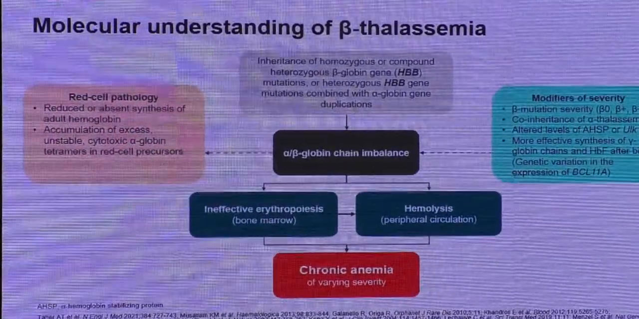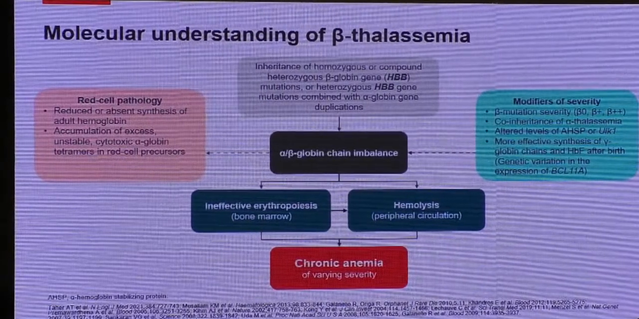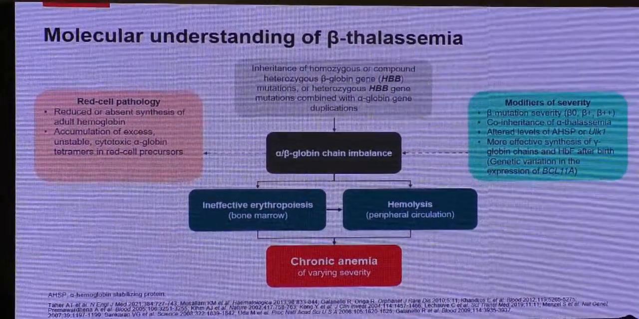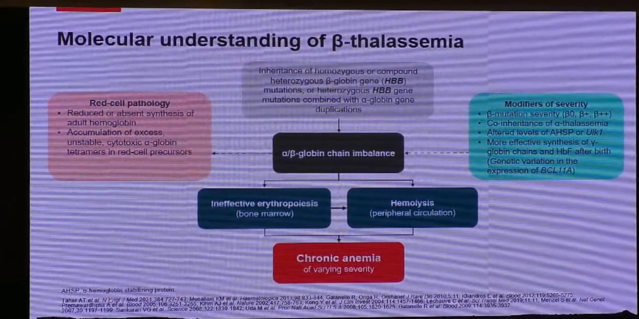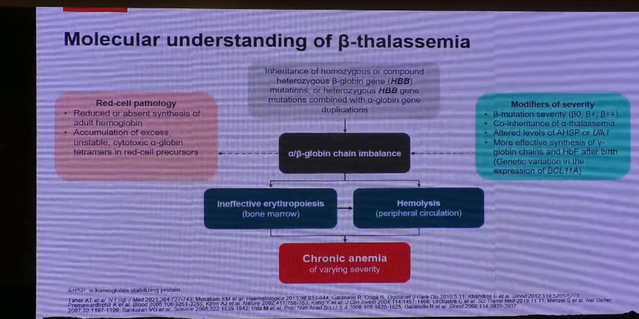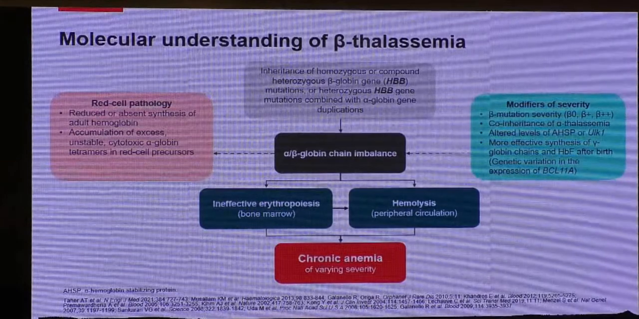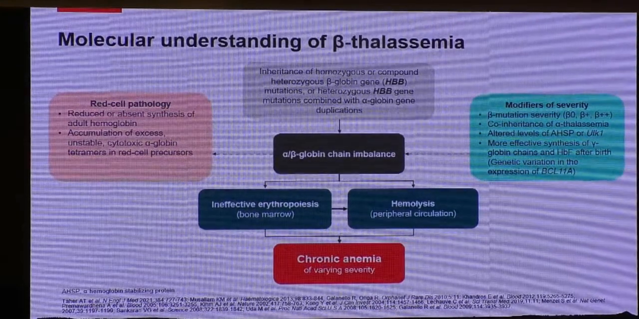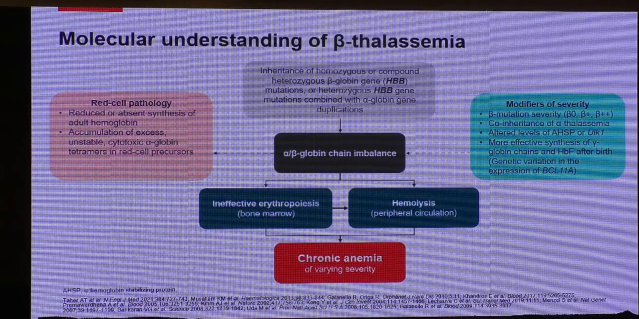So within beta thalassemia, we know that the alpha to beta globin chain imbalance is the main factor that determines the severity of the disease, and this leads to either ineffective erythropoiesis, inability to produce red cells within the bone marrow, or even for those few red cells that escape into the circulation, they die prematurely, and this is the case of hemolysis. Together, this leads to the state of chronic anemia in thalassemia.